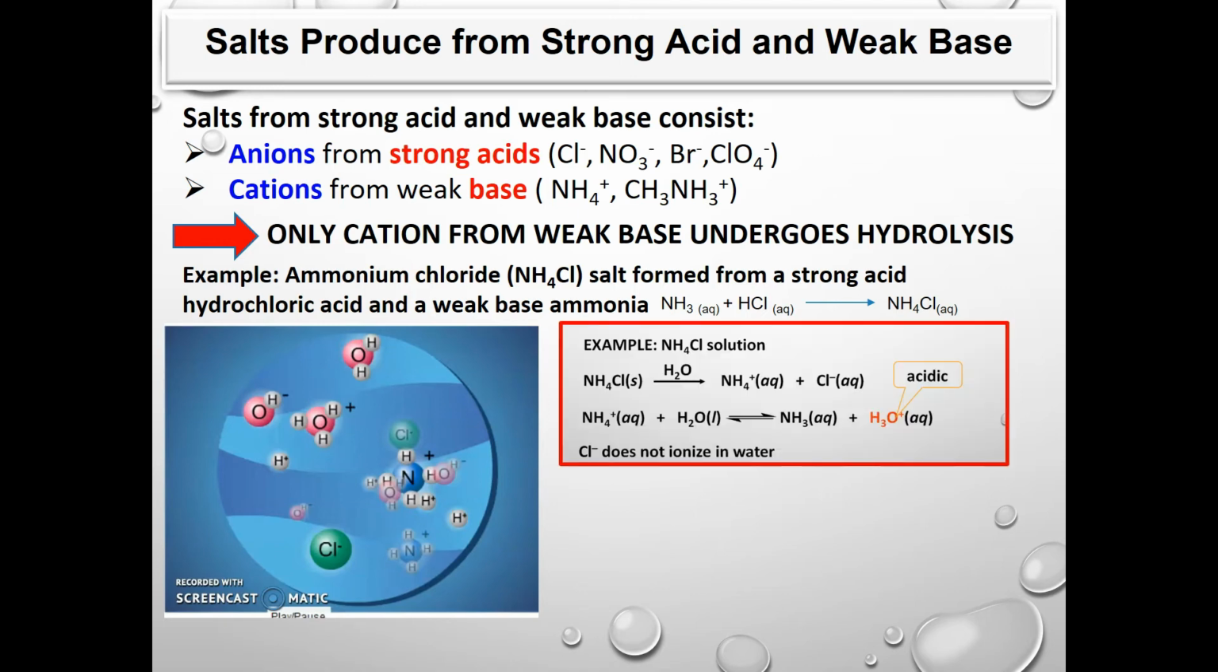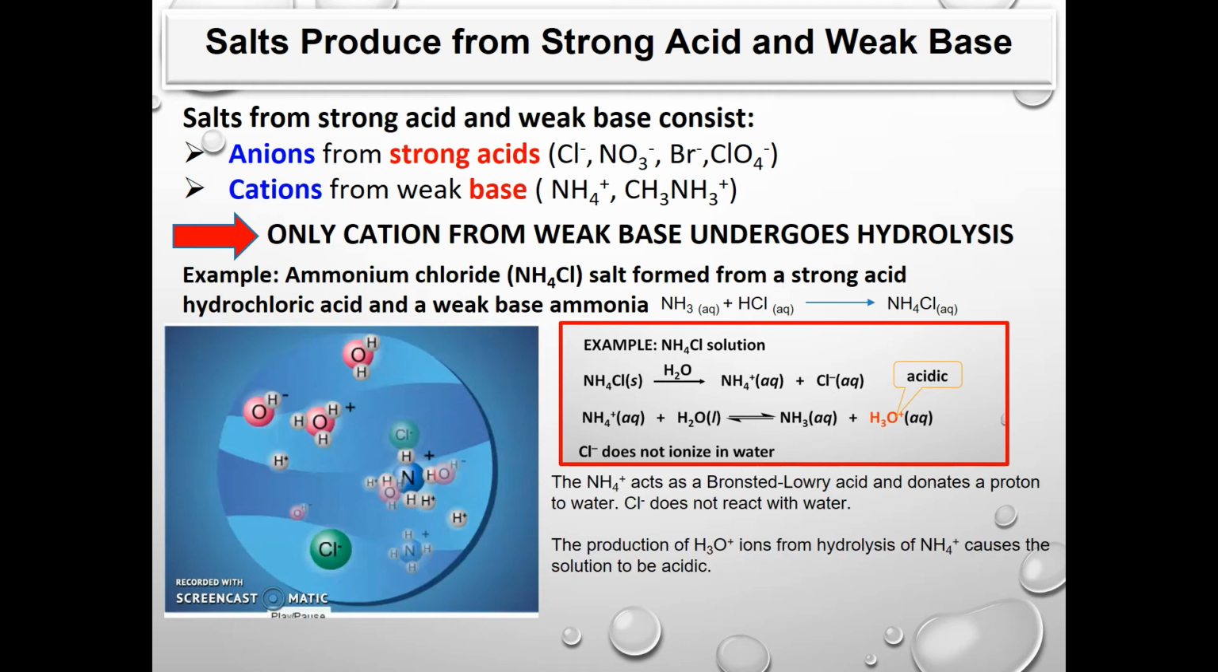The two important equations that need to be shown are the dissociation of the salt into its anion and cation, as shown in the first equation. The second equation shows that the ammonium ion NH4+ acts as a Bronsted-Lowry acid and donates a proton to water. Chloride ions Cl- do not react with water.